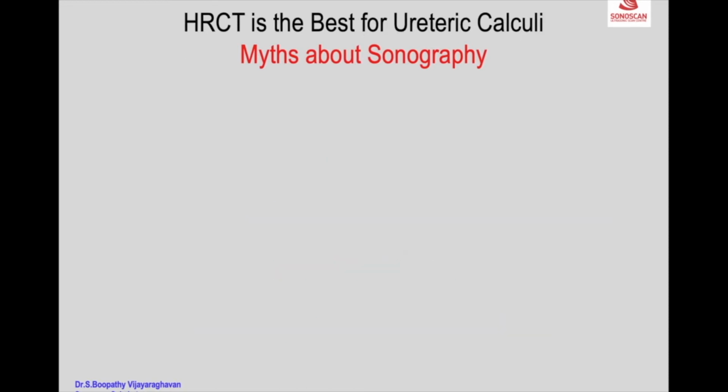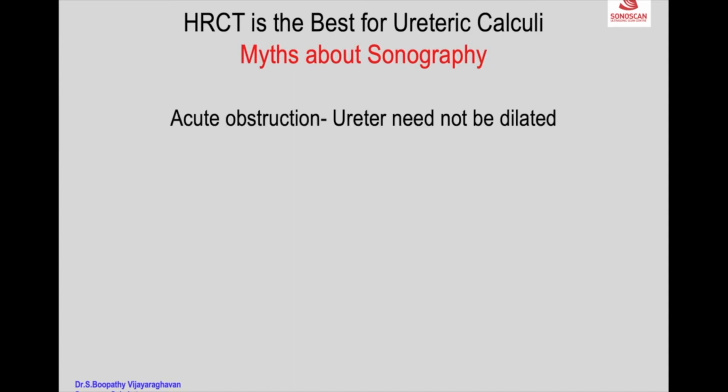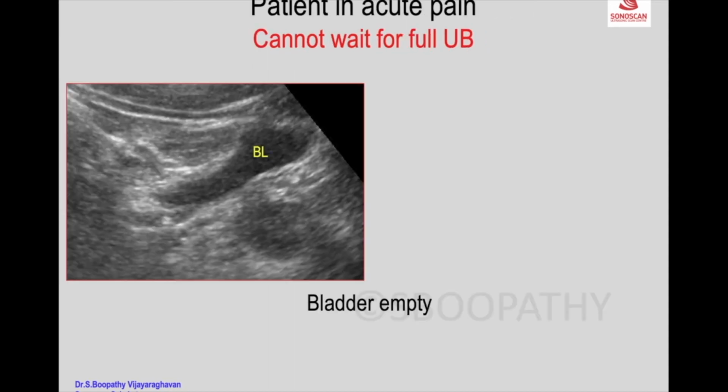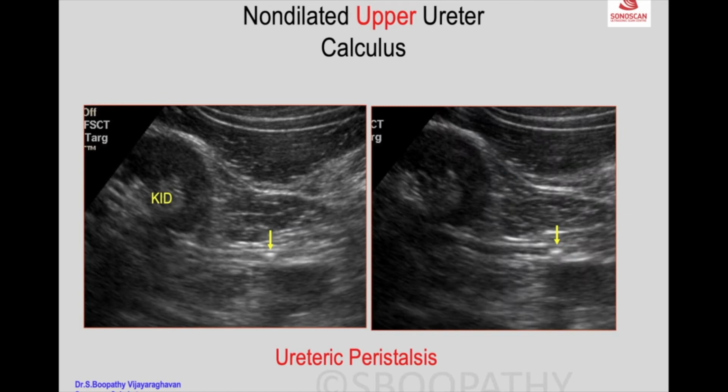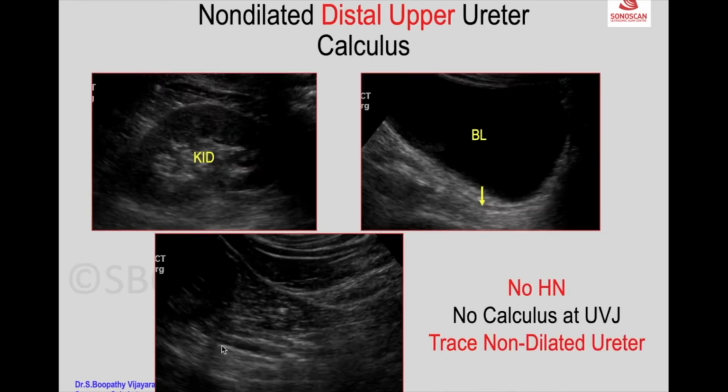of an over-distended bladder. So these are some more myths about sonography. But here you see the bladder is empty, but still the ureter is not dilated. Still you see the kidney, and for some time you see the ureteric peristalsis. With that you see the calculus in the upper ureter with shadow.